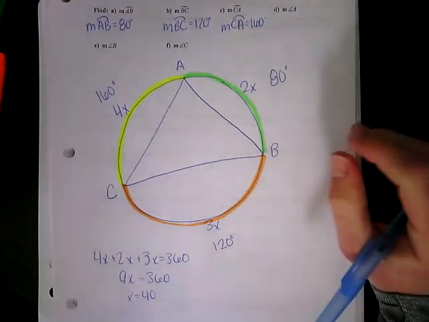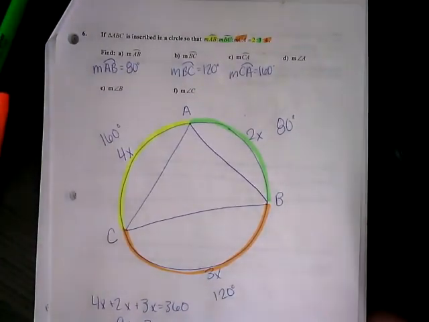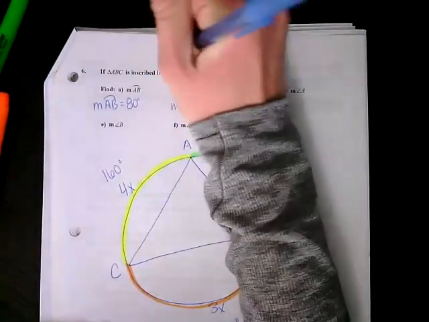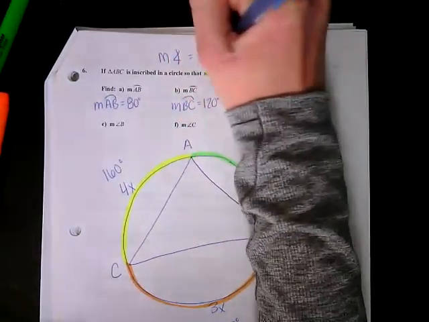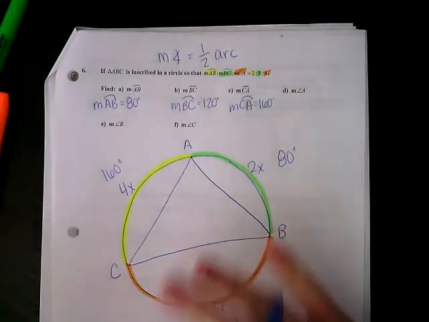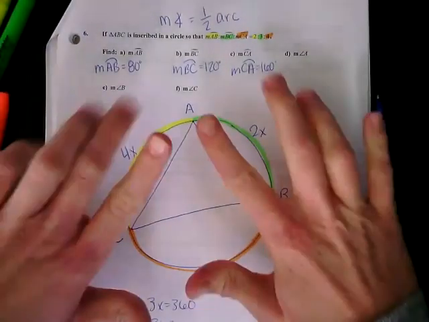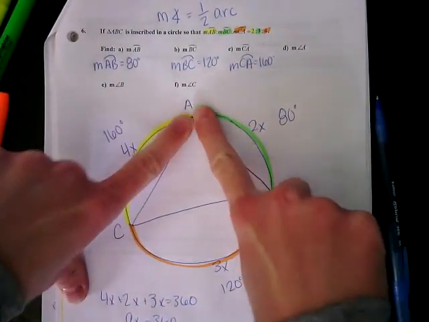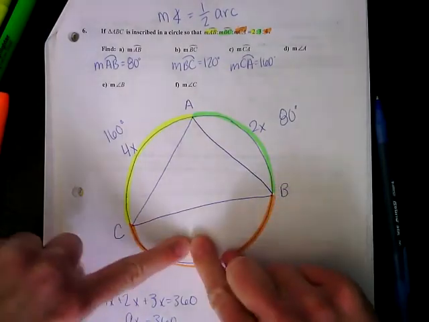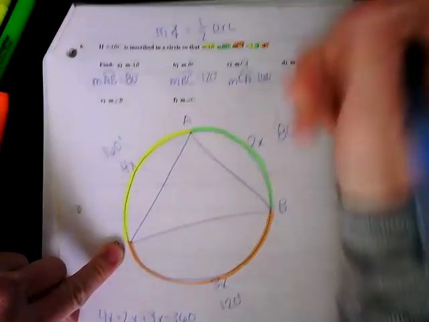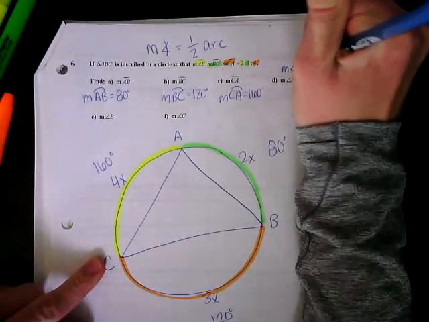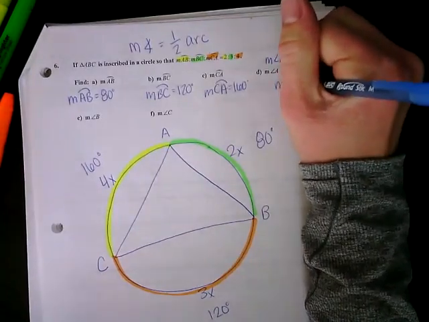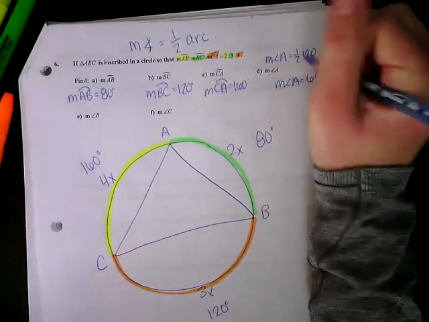All right, so now we want to find the measure of the inscribed angles. Remember our rule, the measure of an inscribed angle is equal to half its arc. Let's start with A. If we take our fingers, we can see that angle A intercepts arc BC. So it's half the measure of arc BC, which is 120. Half of 120 is 60. So the measure of angle A is equal to 60.